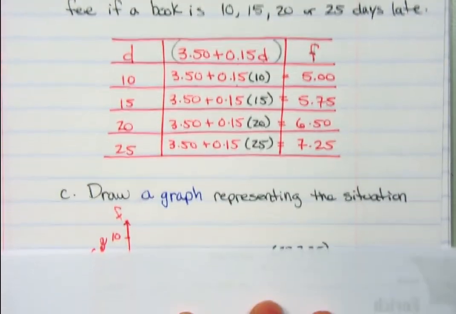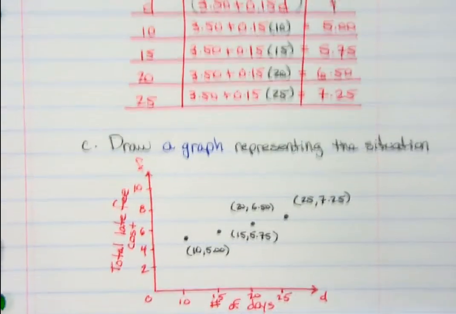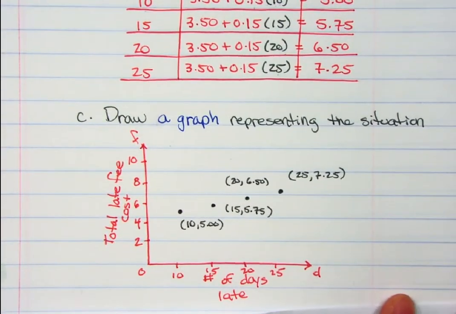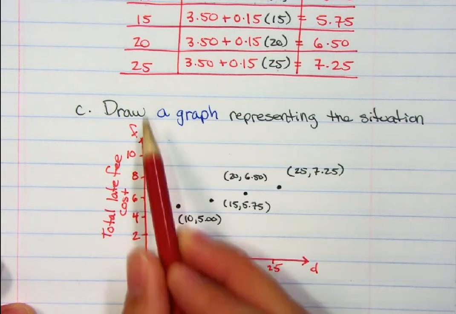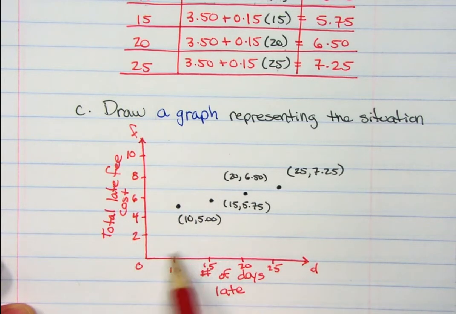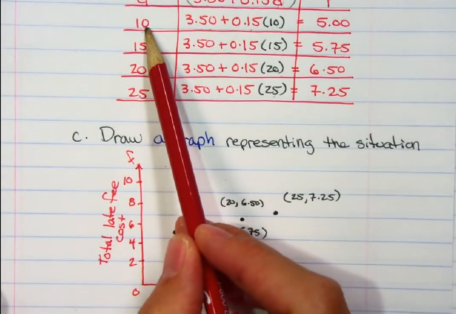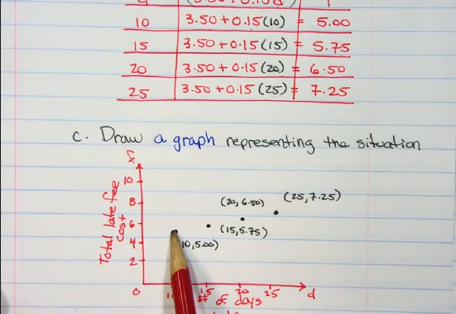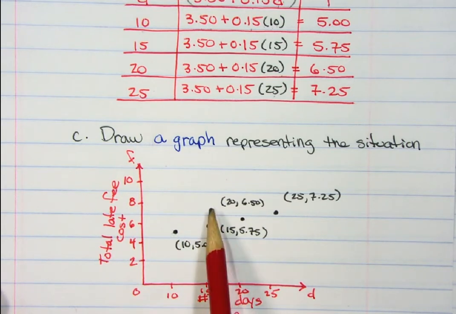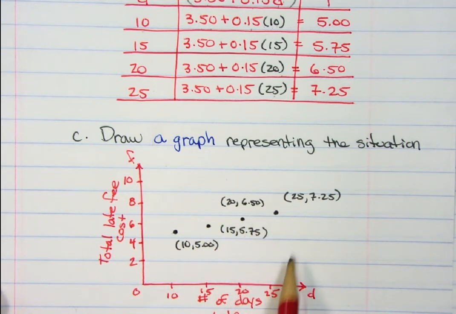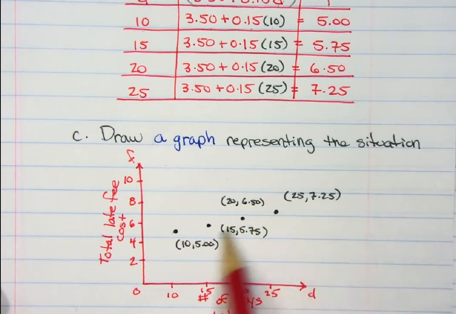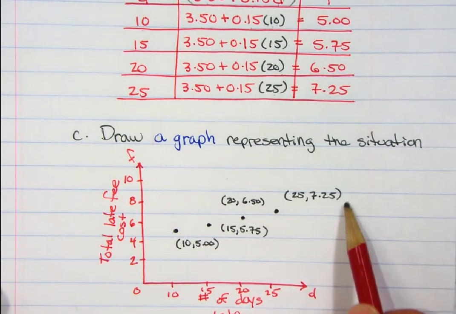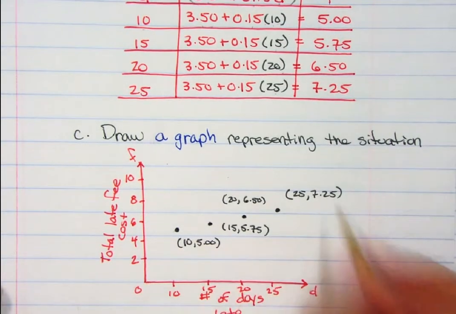The last one: I want to draw a graph representing the situation. So if I graph this, not a table, a graph, I go ahead and graph it like this. I make my number of days late here: 10, 15, 20, 25. The cost I put here on the F-axis, what normally would be my Y-axis, and I plot them. The first one was 10 days, $5, so 10, 5. The next one was 15 days, $5.75, and so on and so forth. I plot all of them, and it makes it a lot easier for me. Later on, if I wanted to know 25 or 30 days later, then you could figure that out very quickly.